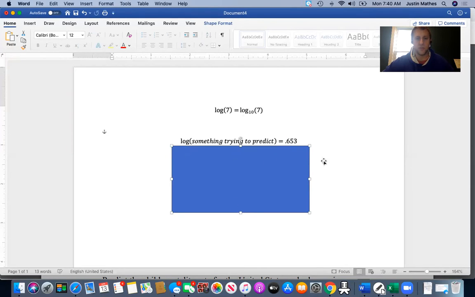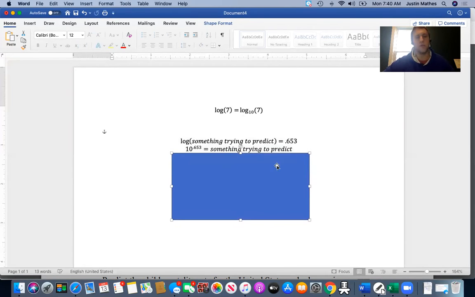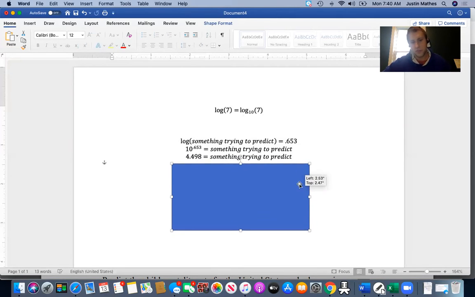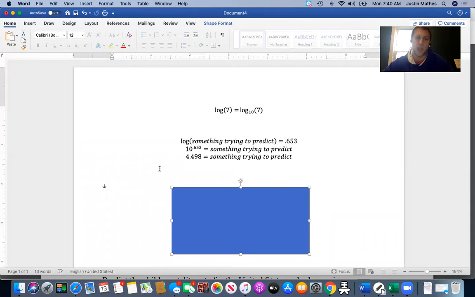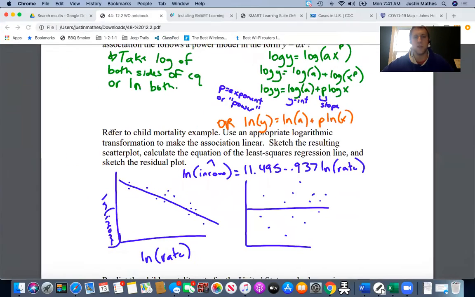Okay, so today's a little bit more like a normal math class than normal. So we're going to say 10 to the 0.653, right? Because we know this is base 10. So 10 to the 0.653 equals whatever we were trying to predict, right? And we just type that in our calculator to get the number. In this case, it turns out to be 4.498, right? But solving logs is going to unlock our equations. So our calculator will spit out the least squared regression line. We'll know where to add the log or natural log, and then we'll solve it by working backwards. So let's walk through some examples of this.